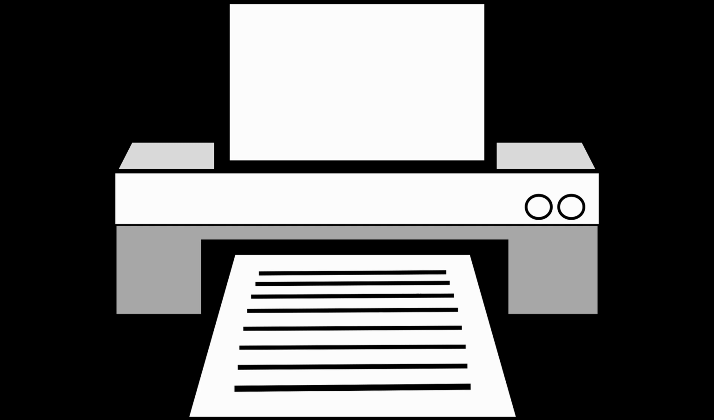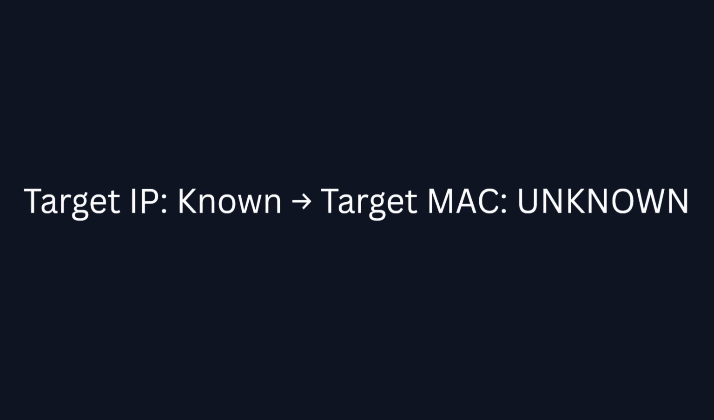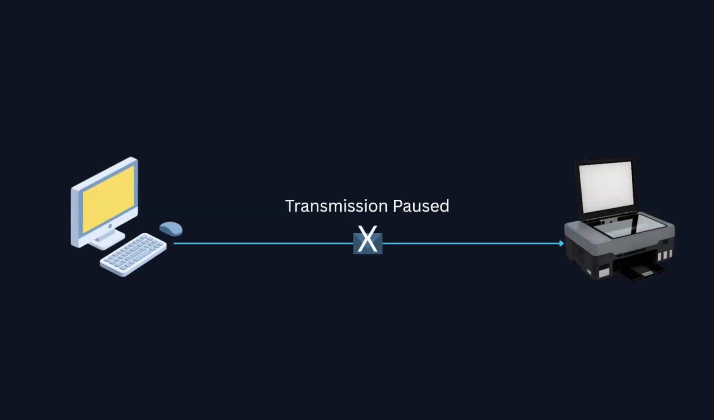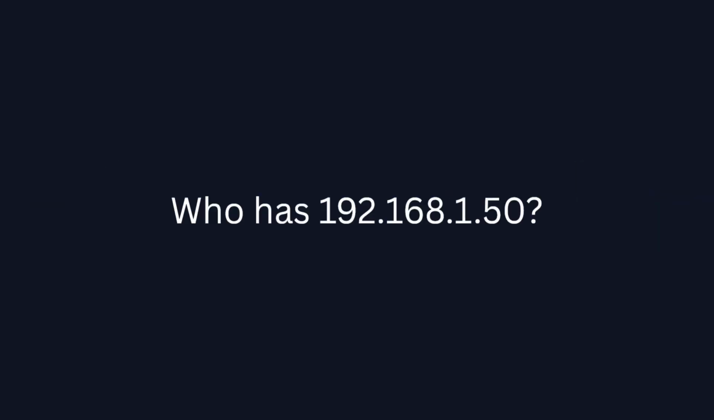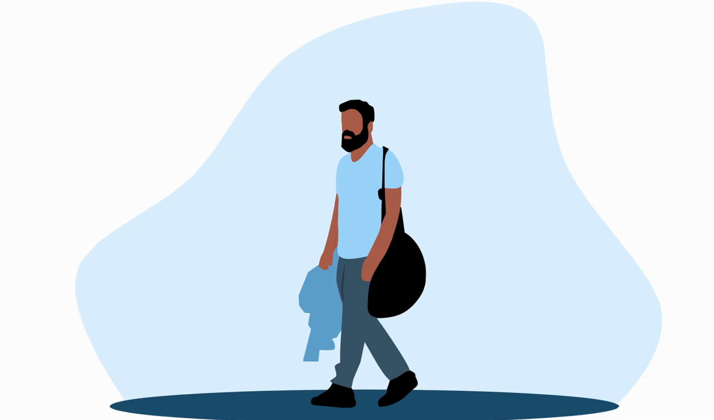Let's say your computer wants to communicate with a printer. The printer's IP address is 192.168.1.50. Your computer knows the IP address, but Ethernet communication requires a MAC address. So before sending data, the computer must ask, who has this IP address? ARP is the protocol responsible for asking that question. Let's walk through the complete ARP process.